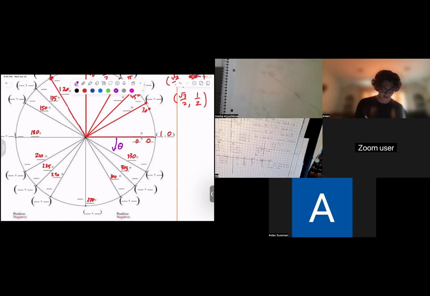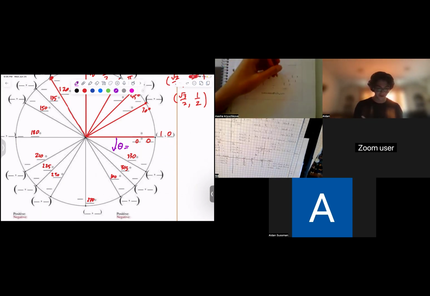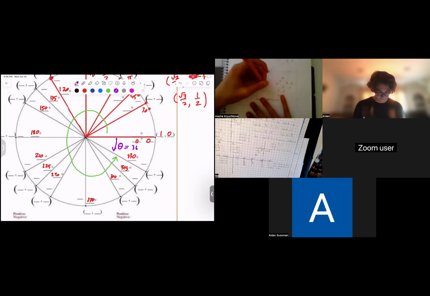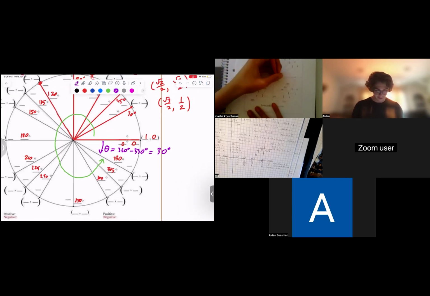Let's start with Isa. How do we find that reference angle? What equation do I need to use to find that? I'm told 330 degrees is my standard angle. That's measuring this way. How do I find the reference angle? Is it 360 minus 330? Exactly. And what does that equal to? 30. Perfect.